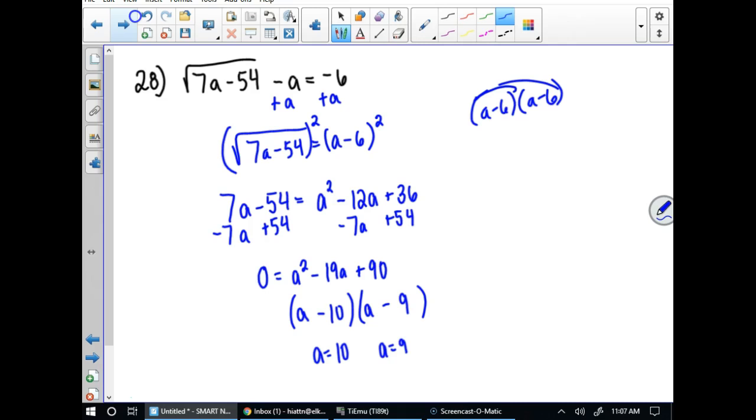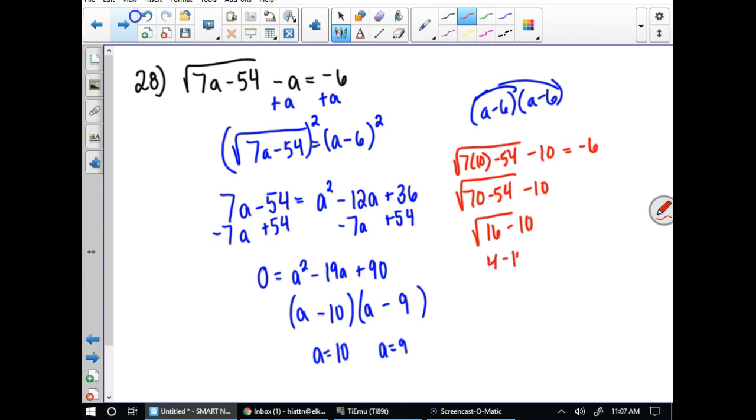We have to check our answers on these. Go back to the very original problem. So we're going to plug in 10 first. Square root of 7 times 10 minus 54 minus 10. And I need that to equal negative 6. So we're going to get the square root of 70 minus 54 minus 10. And that's going to be square root of 16 minus 10, which is 4 minus 10, which does equal negative 6. So 10 is an answer.